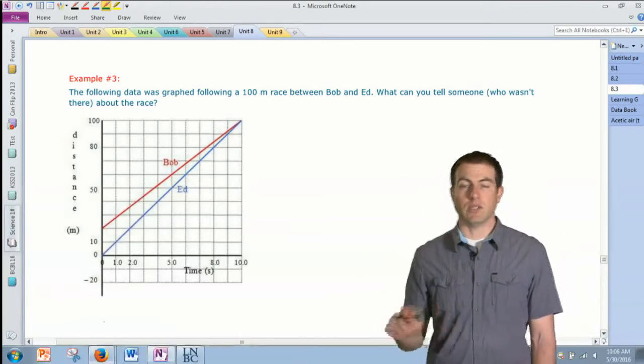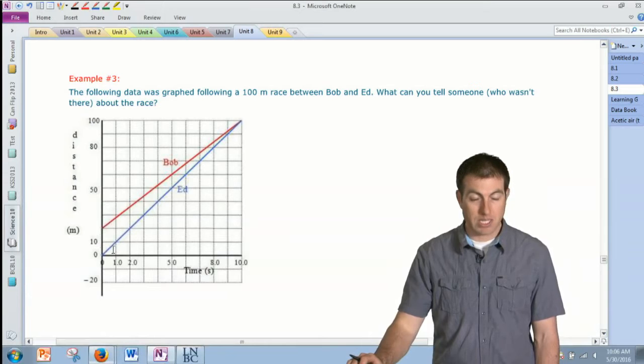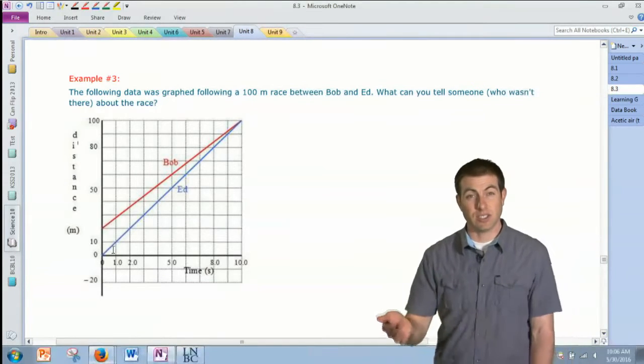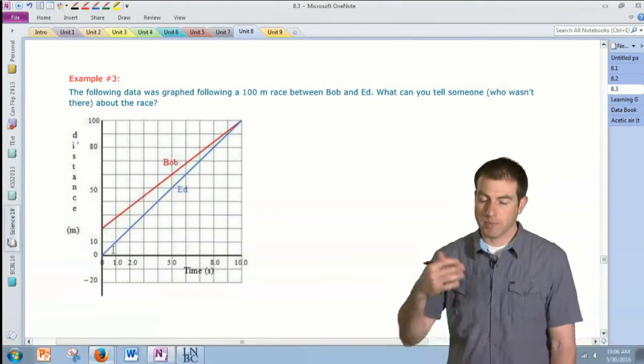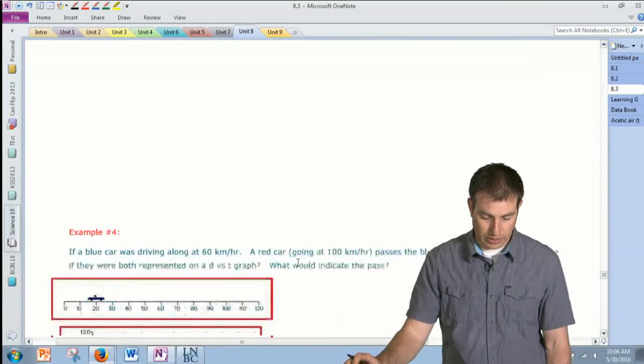I love this question. It's a great question. It really makes students pay attention to the axes, what they mean. And if you're understanding that Bob got this head start, you're understanding what the points on the graph mean, which is a good thing.